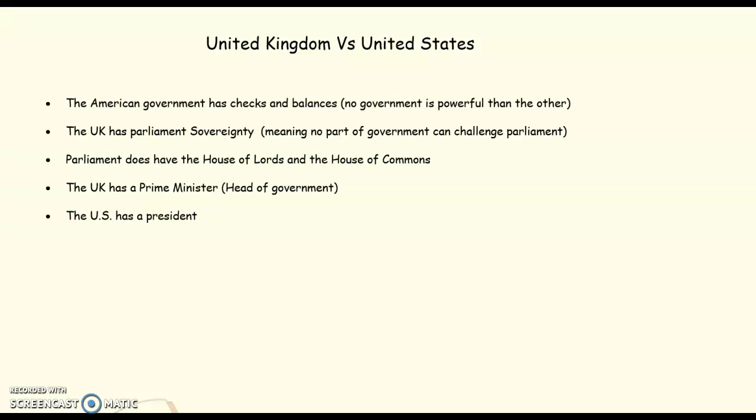Okay. The United Kingdom versus the United States. The American government has checks and balances, which means that no branch of government is more powerful than the other. However, the UK has parliamentary sovereignty, meaning that no part of government can challenge Parliament. So Parliament has the most power in the UK. Parliament has the House of Lords and the House of Commons, similar to how we have the House of Representatives and the Senate. However, the UK has a Prime Minister, the head of government. Remember, not the head of the people, which is a monarch. So this is what separates them from an absolute monarchy.